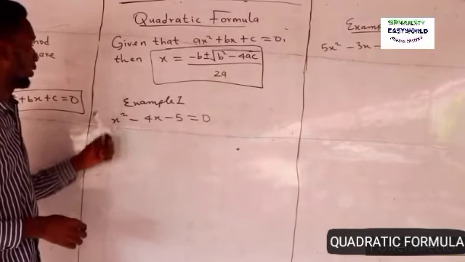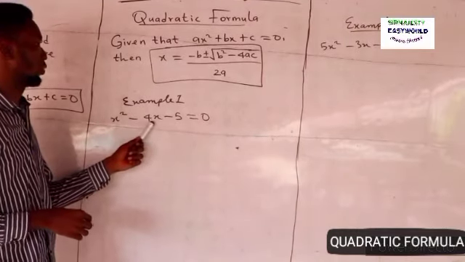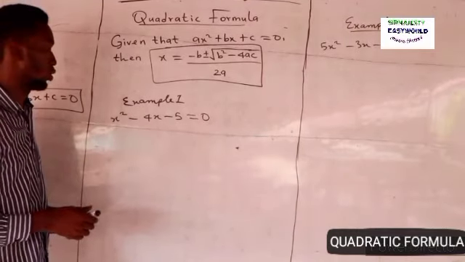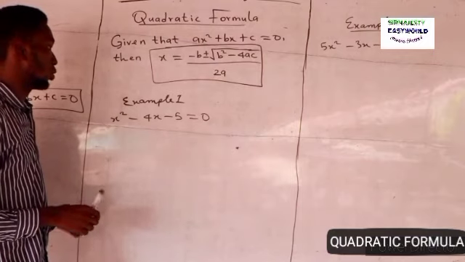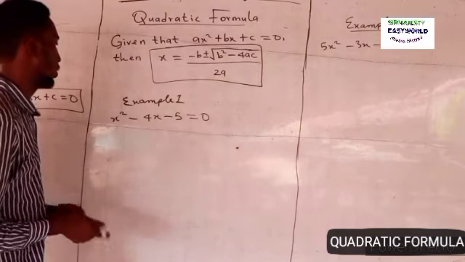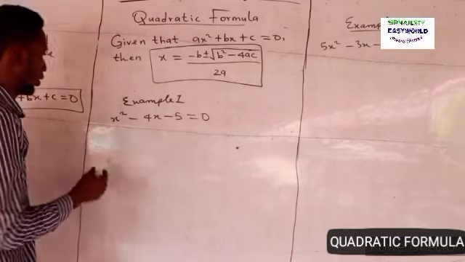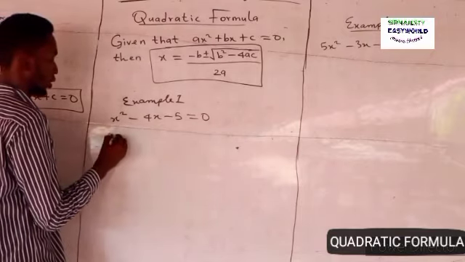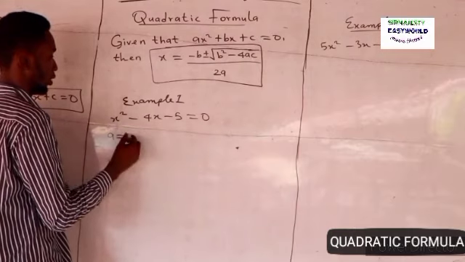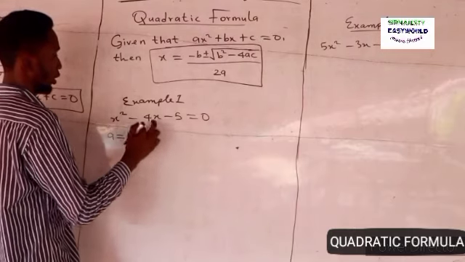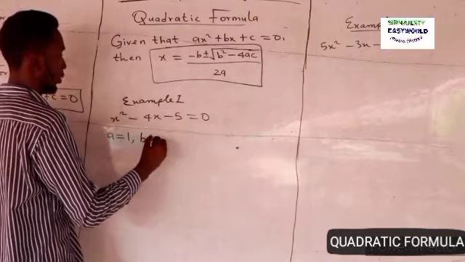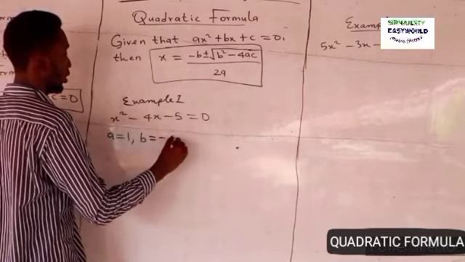So in example one, we have x squared minus 4x minus 5 is equal to 0. To solve this using the quadratic formula, we simply need to identify our a, b, and c. The a is the coefficient of the x squared term, which is 1 in this case. The b is the coefficient of the x term, which is minus 4 in this case.